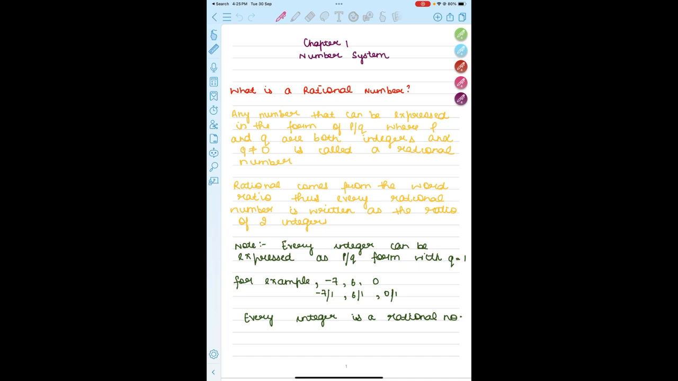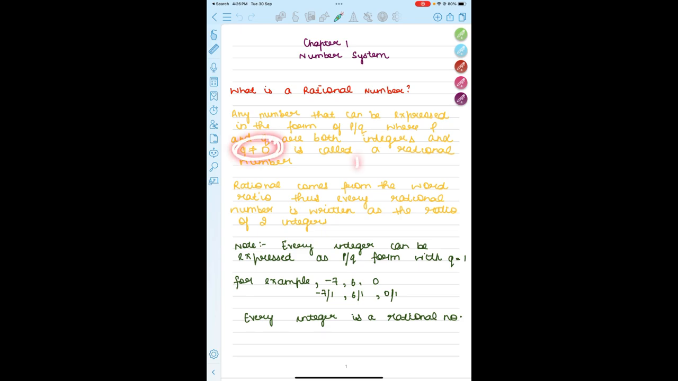The first question that arises is, what is a rational number? Rational number exactly hota kya hai? Any number that can be expressed in the form of p by q form, where p and q both are integers and q should not be equal to 0, is called a rational number. A very important thing to note is that q cannot be 0.